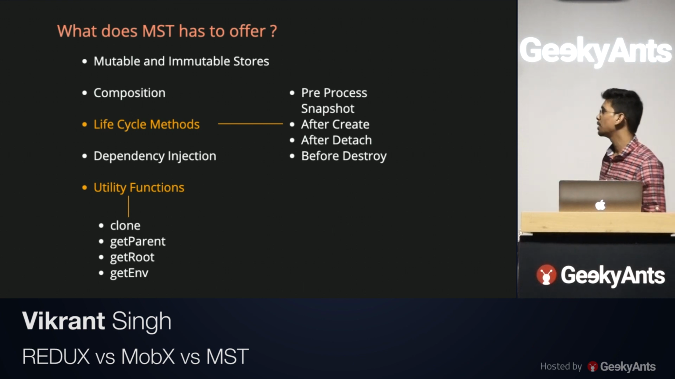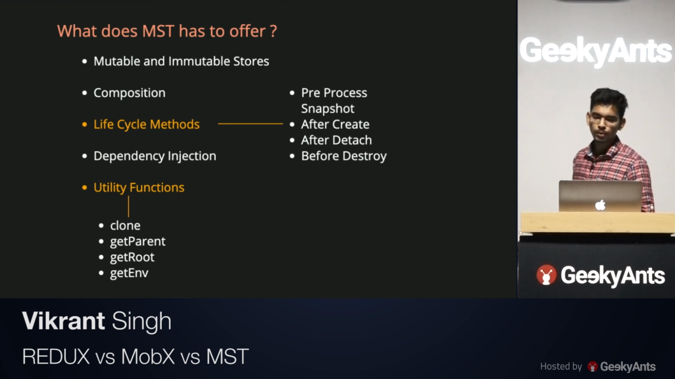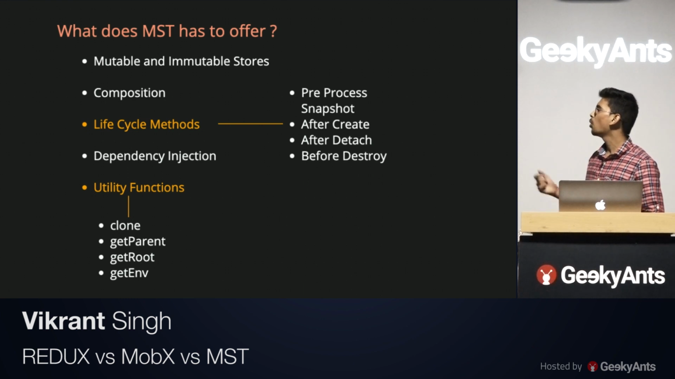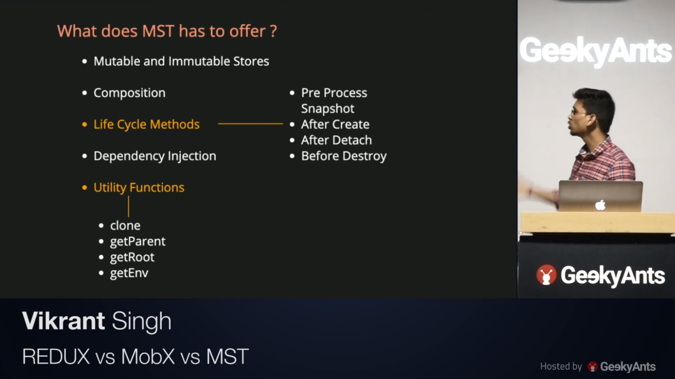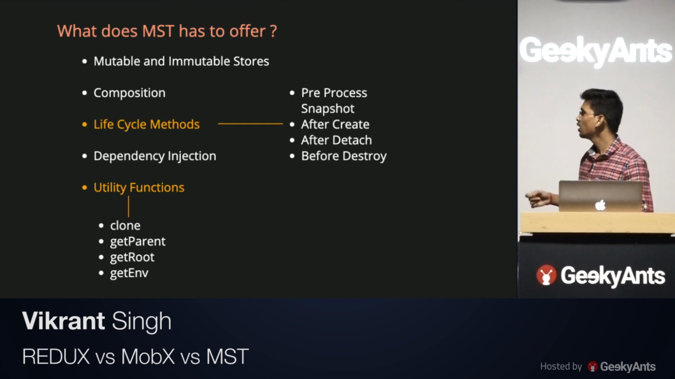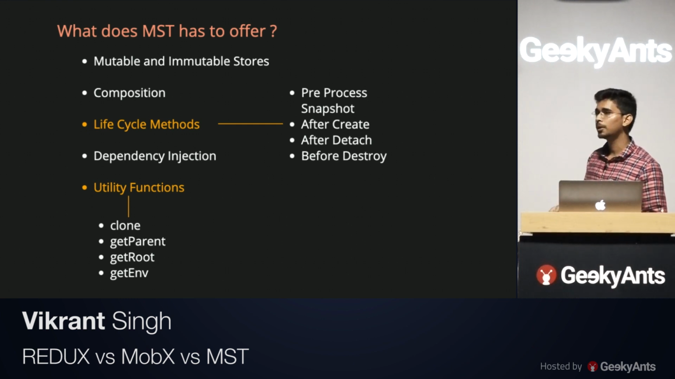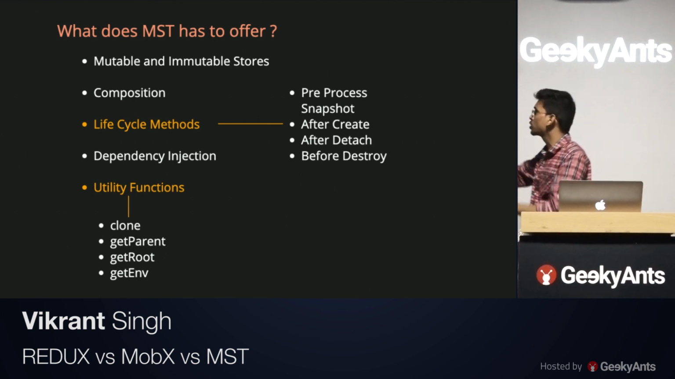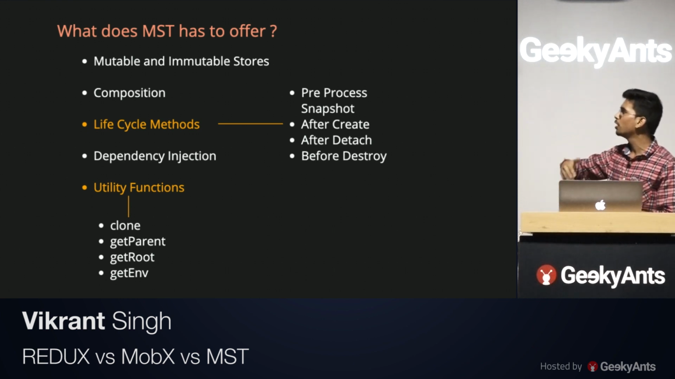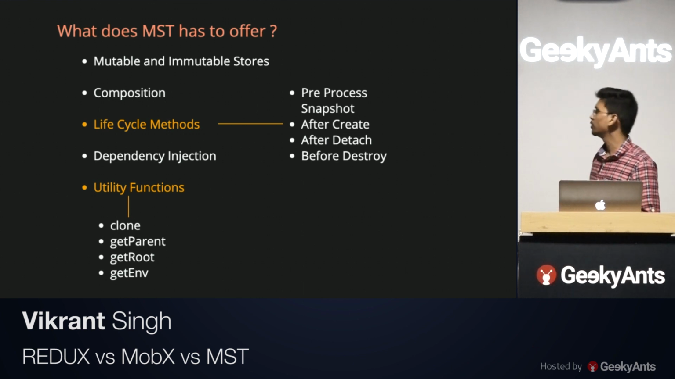In the case of MST, your stores are both mutable and immutable. This is very interesting because most of you might be wondering how this can be. In the case of mutability, we all know you can directly go to the store and make the change happen. But in the case of immutability, what is happening in our store? You are generating a snapshot of that store and saving it inside your application, or you can also save it to the server side. This is very beneficial for us.